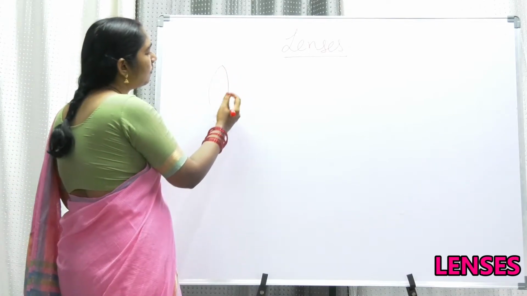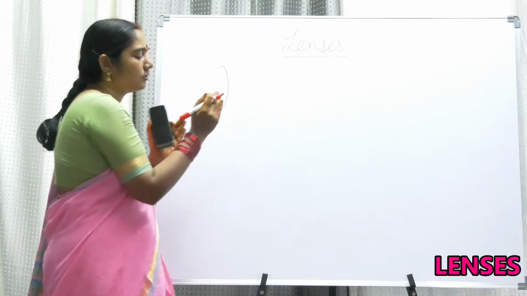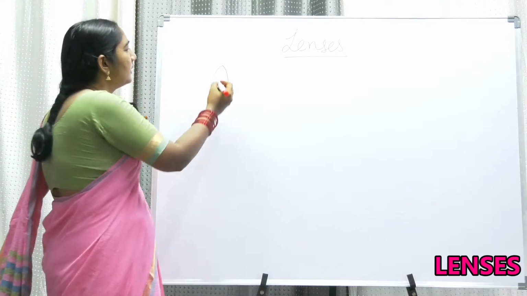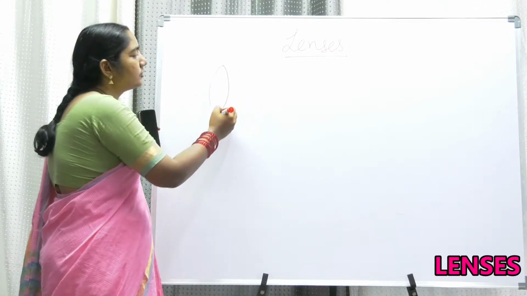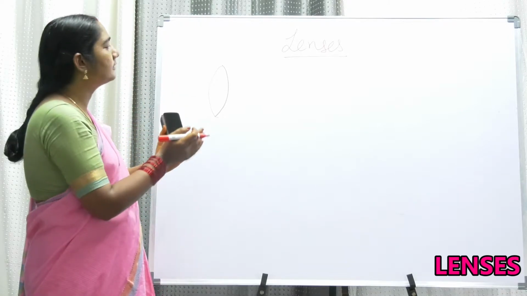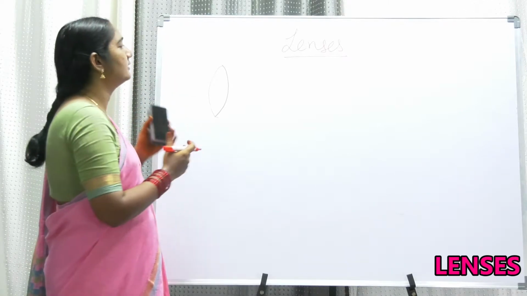This is called the convex side. Convex means bulging. The bulging is called a convex. This is a convex and this is a convex. So it's called a biconvex lens. We have both convex surfaces. We call that a biconvex lens.